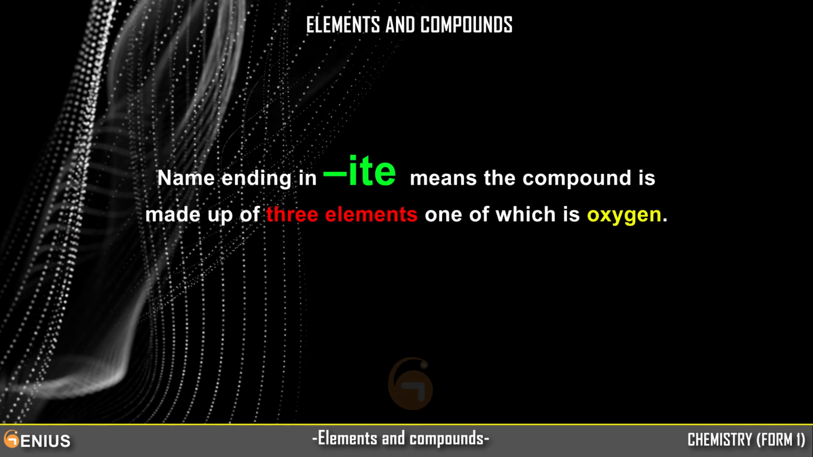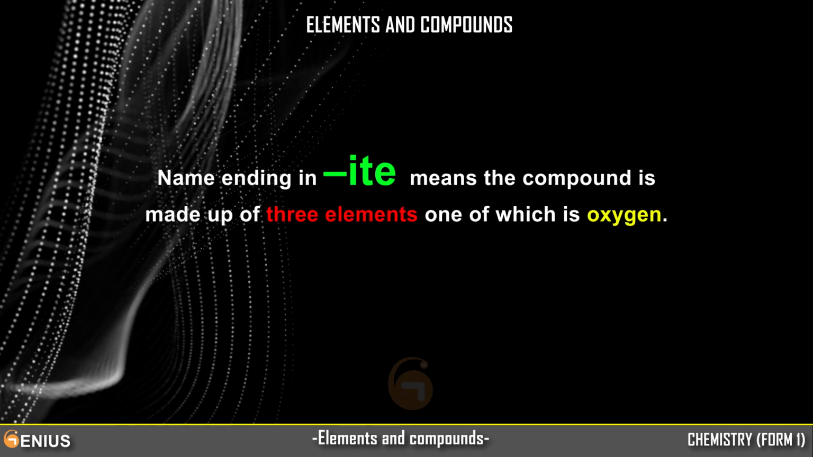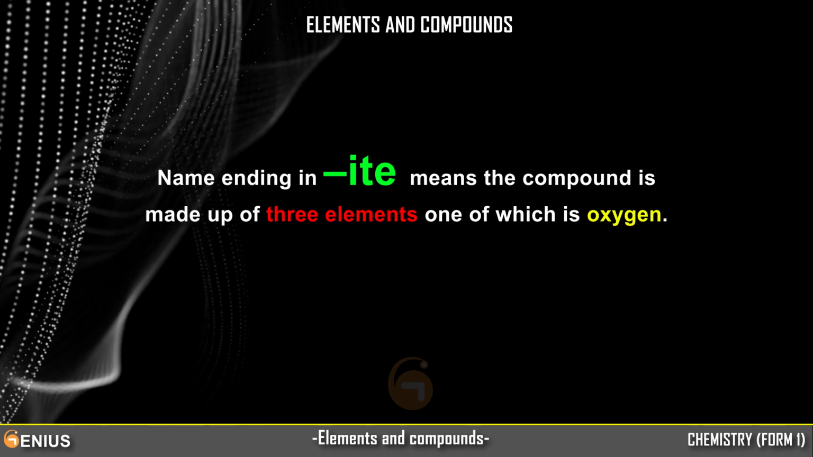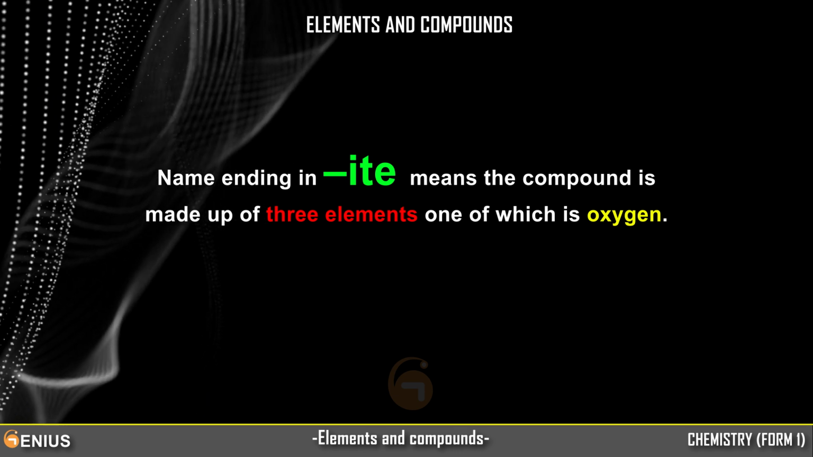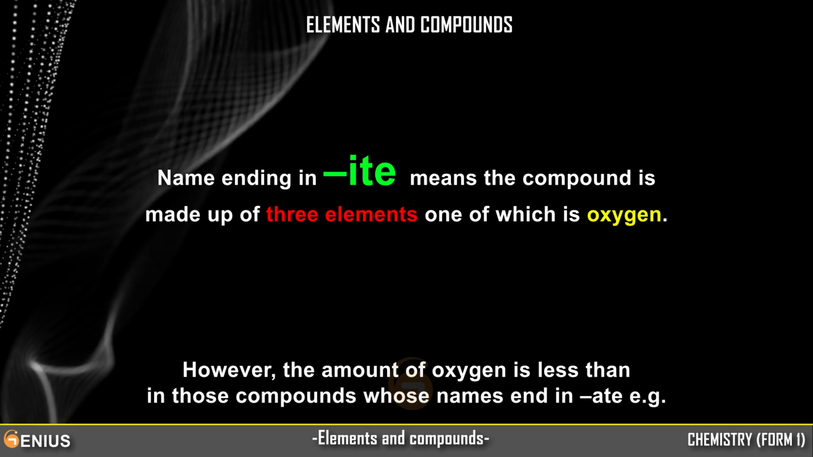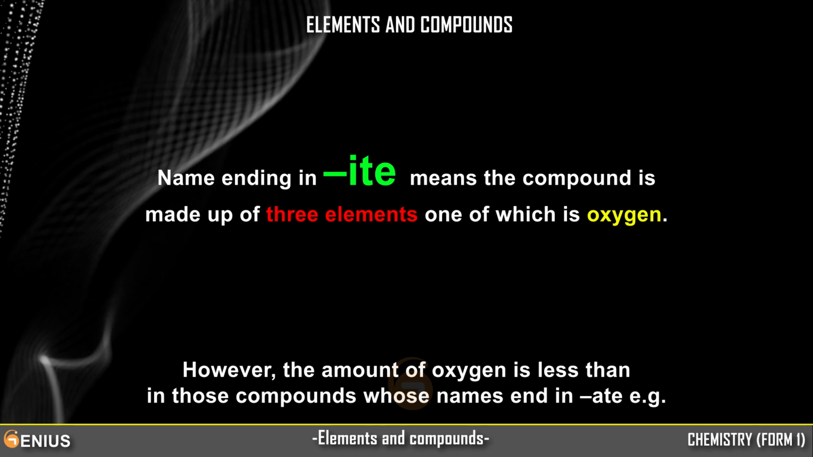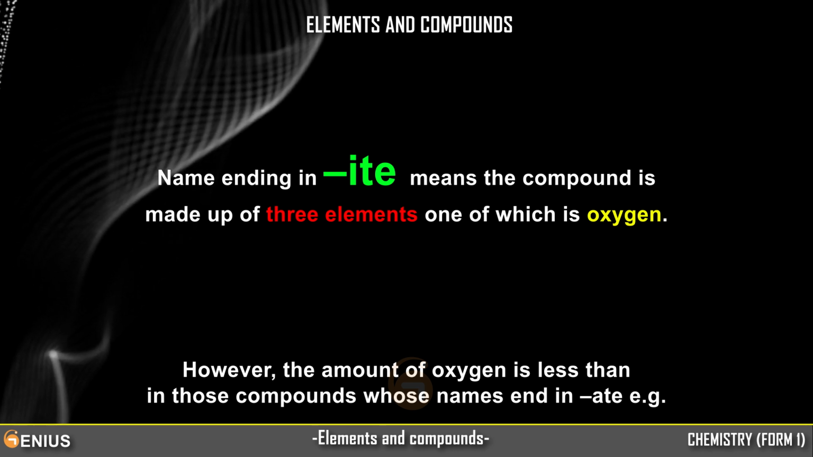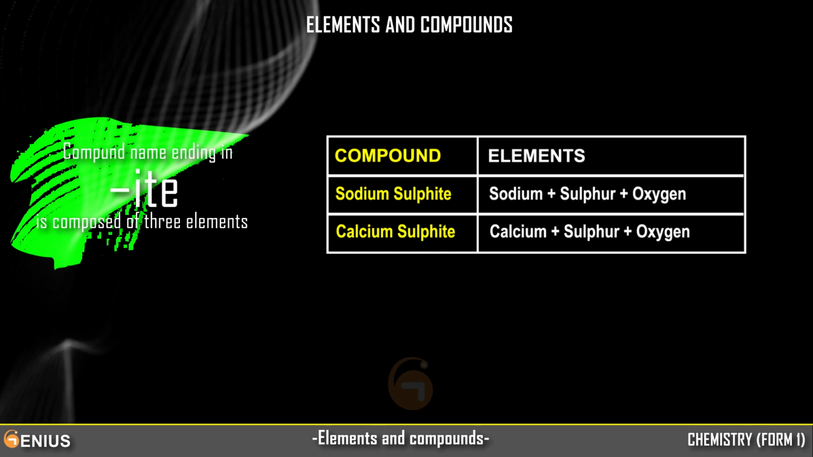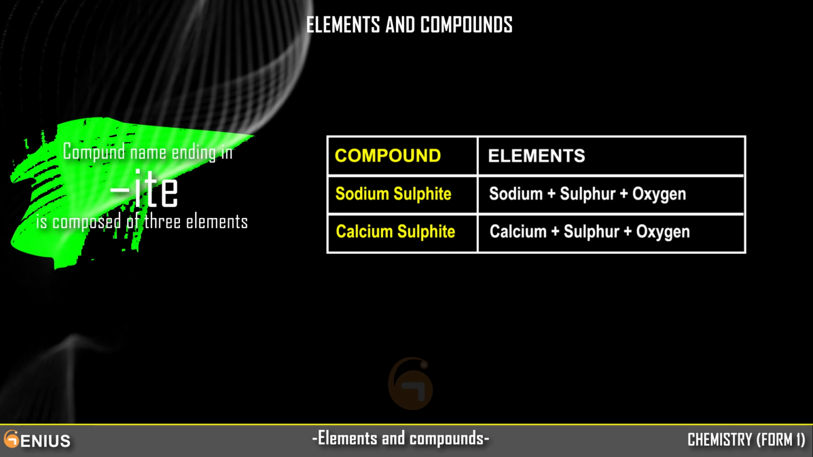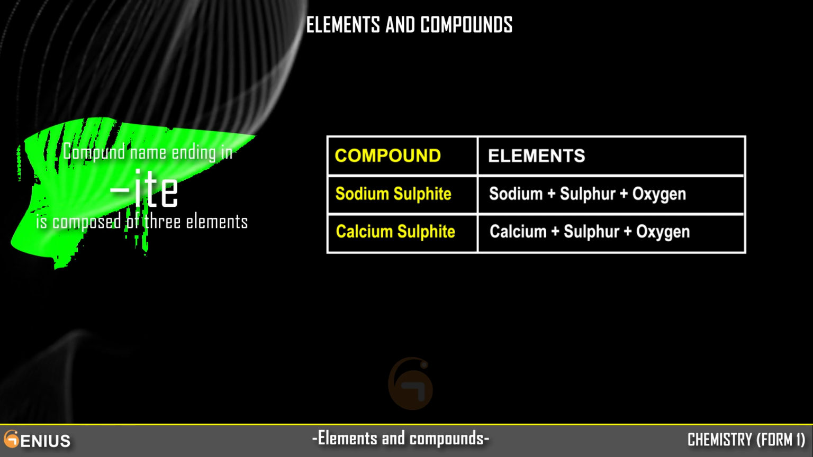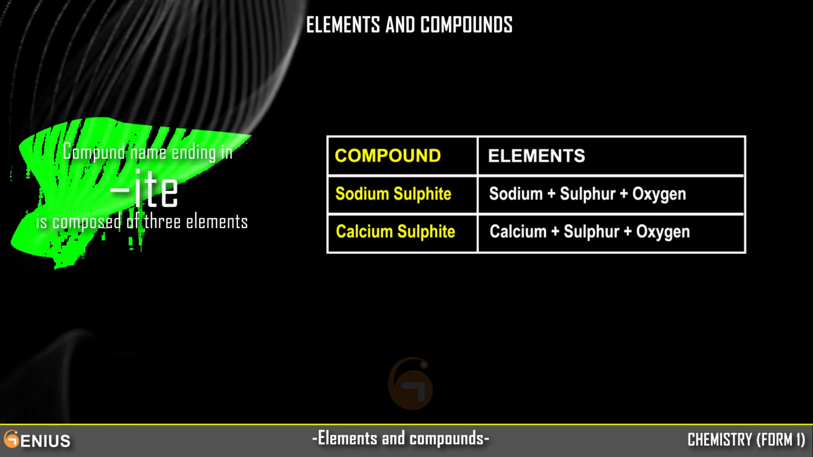A name ending in I, T, E means the compound is made up of 3 elements, one of which is oxygen. However, the amount of oxygen is less than in those compounds whose names end in A, T, E. E.g., sodium sulfite is made up of sodium, sulfur, and oxygen. Calcium sulfite is made up of calcium, sulfur, and oxygen.